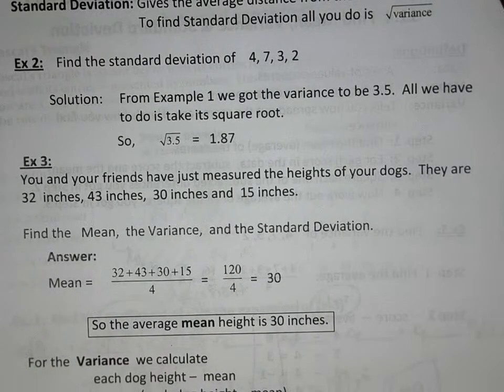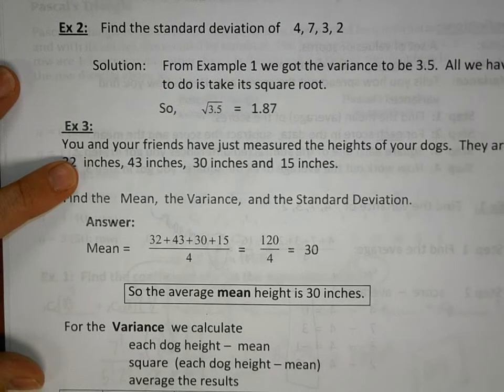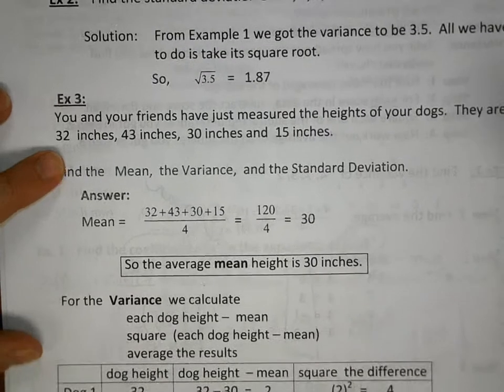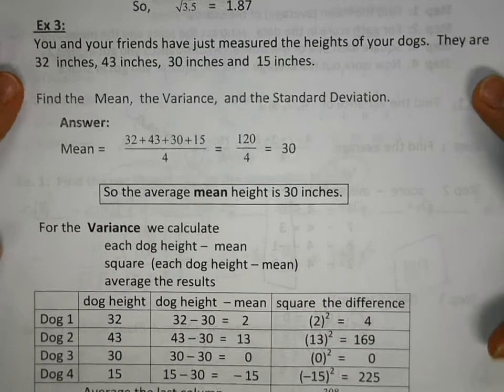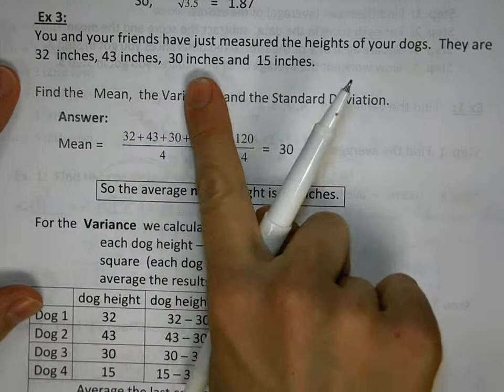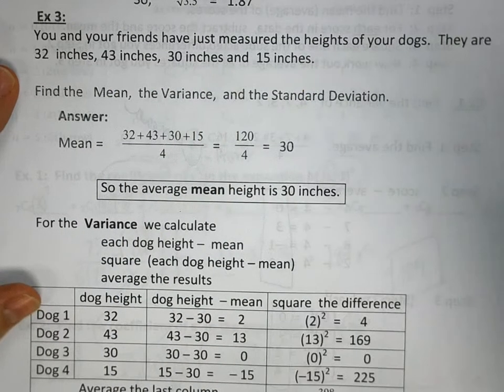So example 3. You and your friends have just measured the heights of your dogs, because that's something fun that you guys always go around doing. I know. Okay. Your dogs are 32 inches, 43 inches, 30 inches, and 15 inches. So that's your data, right?